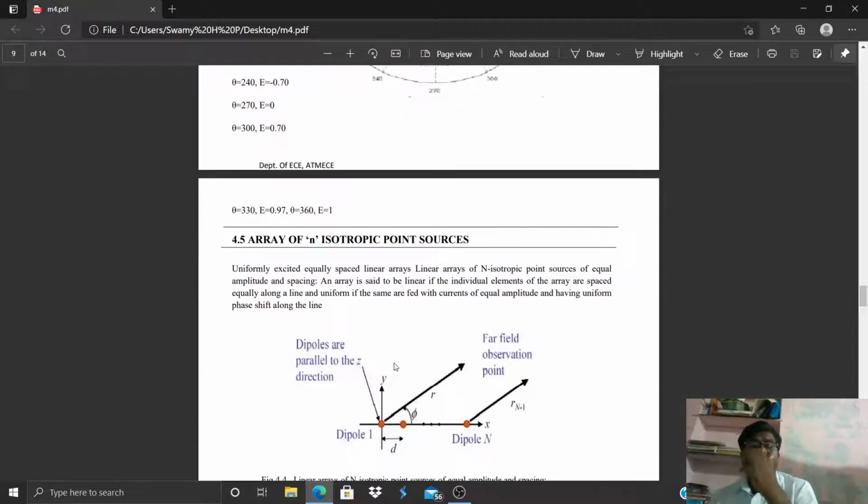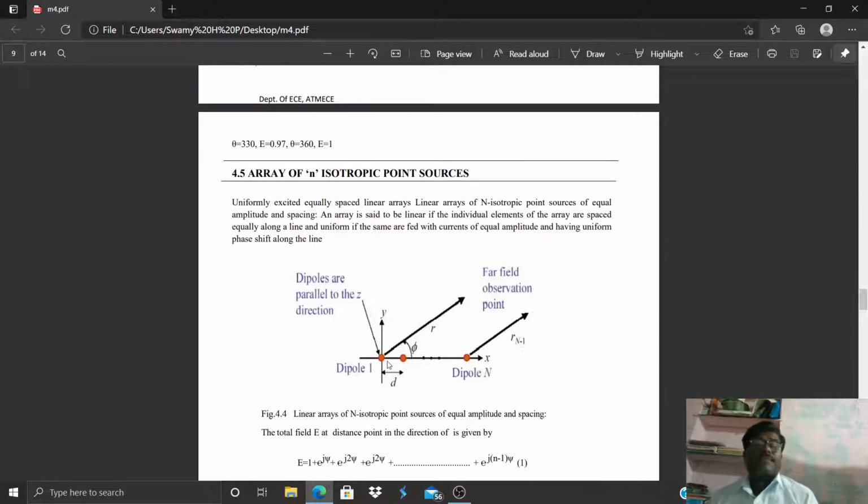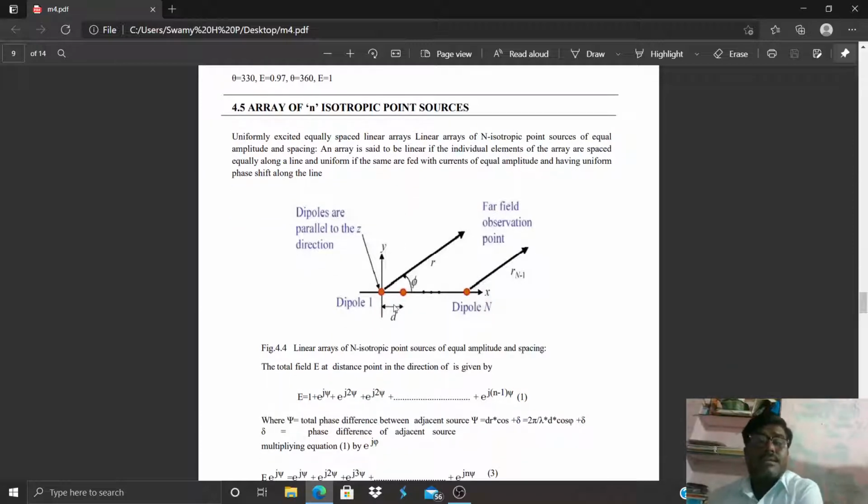Now, for the general case, an array of n isotropic point sources. You see, this is the linear array of N isotropic point sources of equal amplitude and spacing. This is your origin, the y-axis is the origin. Here, two point sources are fixed.